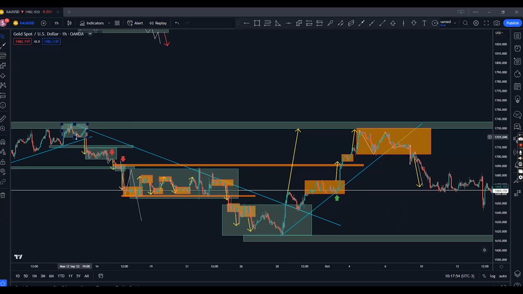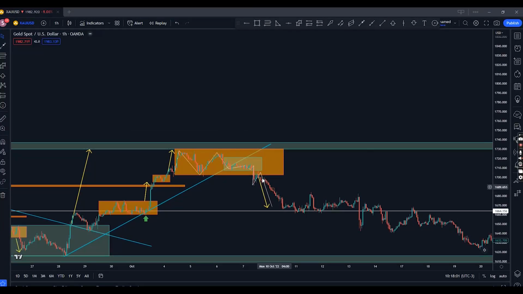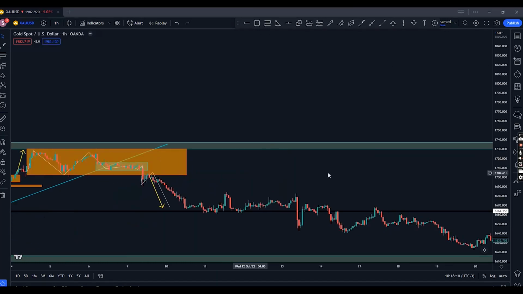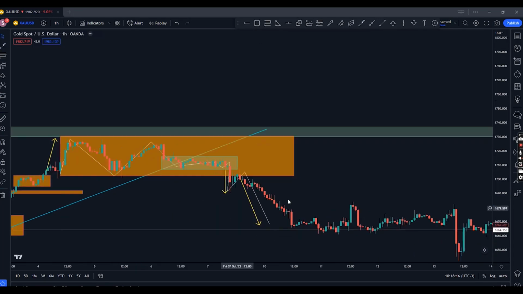You can see also Vboxing within Vboxing. So right here we have Vboxing within Vboxing. So we have micro Vboxing, this is macro Vboxing, and this is micro Vboxing. So on this Vboxing we need to take a sell from this point, coming all the way down up to this point.